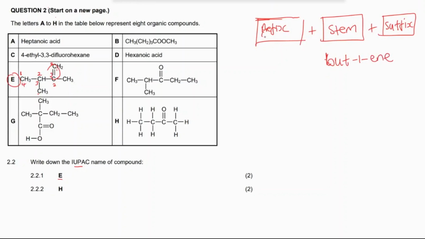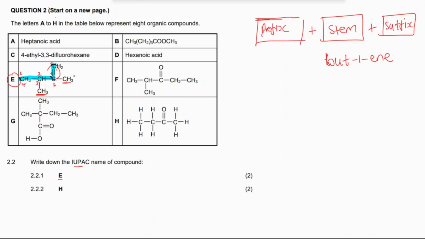What about the prefix? If you check, we have our carbon chain, which is this, and then we have some substituents which are attached to this carbon chain. We have a methyl group. Where is it? In carbon 3. And then we have another methyl group which is in carbon 2. So we have a methyl group in carbon 2, and a methyl group in carbon 3. So this is a dimethyl, but in carbon what?